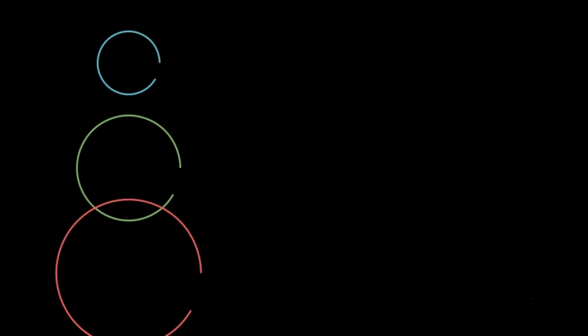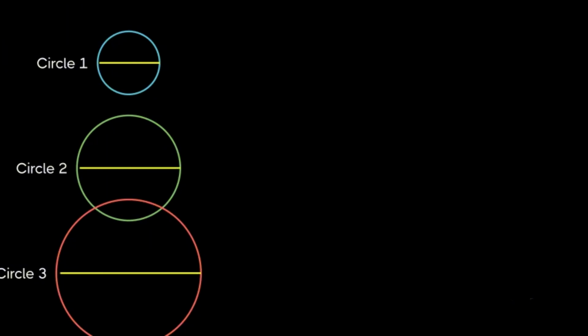Let's explore an interesting property of circles by examining circles of different sizes. Circles appear everywhere in our world, from wheels to planets, and their properties follow consistent mathematical patterns. For each circle, we'll draw a line across to show its diameter.